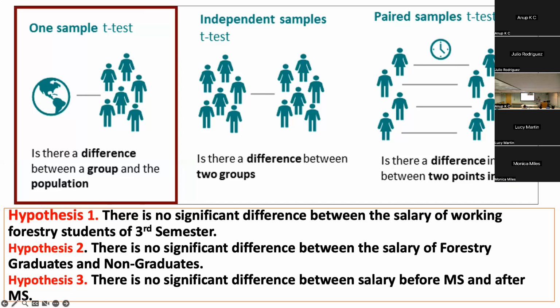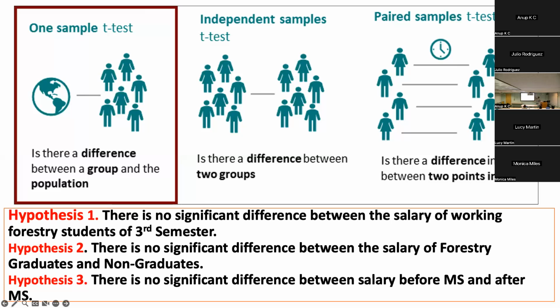One sample means you don't have grouping. If there is no grouping, it is one sample. For the whole population, only one continuous variable is there. One sample means only one continuous variable, no grouping. We will go for a one-sample t-test.